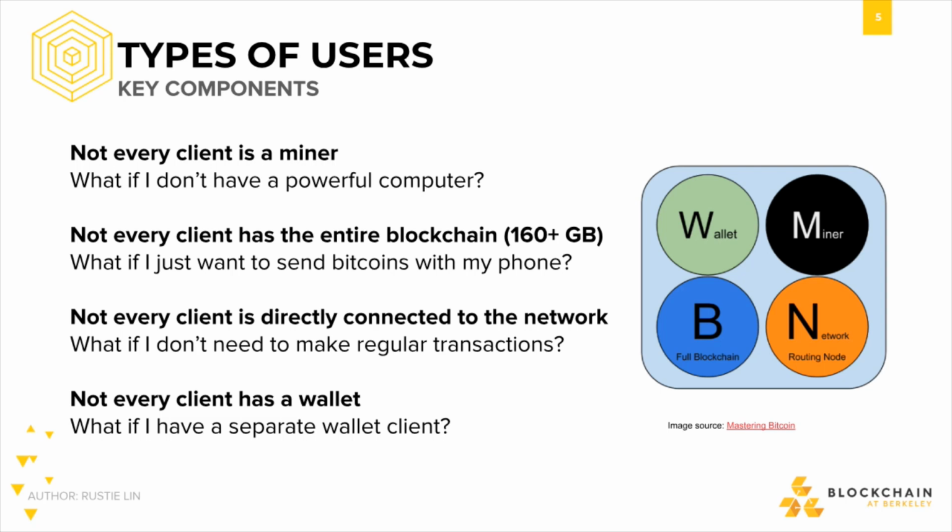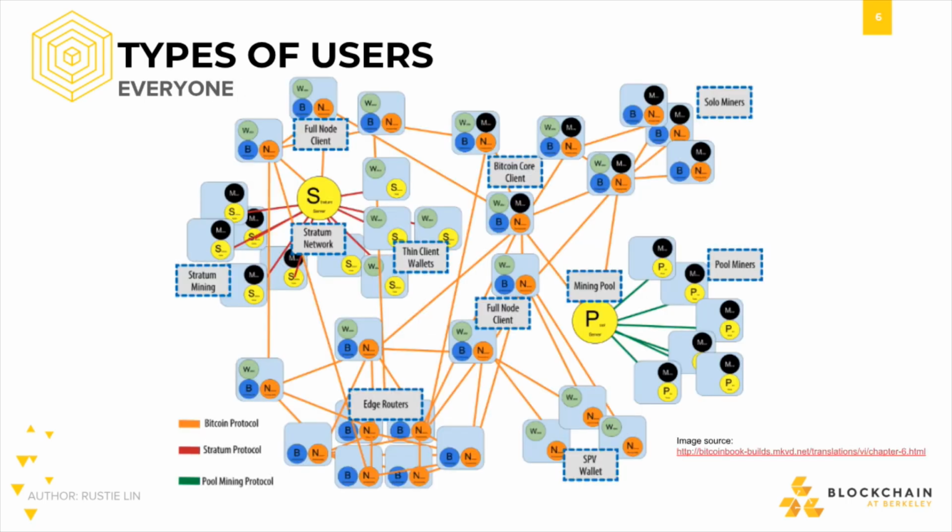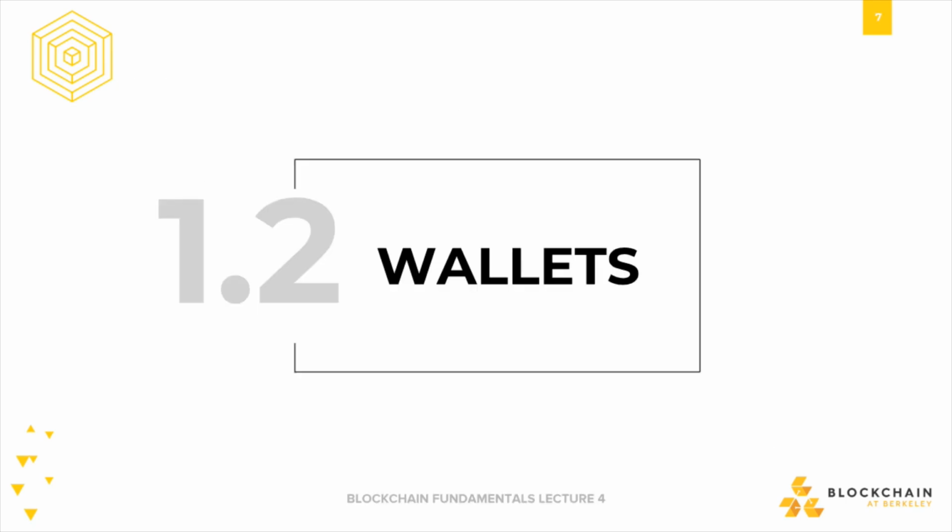As an example, we have wallet nodes, miner nodes, full blockchain nodes, meaning that you store the full history of the ledger, and also routing nodes, which allow people to communicate in the Bitcoin network. This is what the Bitcoin network looks like with all the different types of users and their specific roles. It's really messy, as you can see, but it shows how diverse the Bitcoin network is. Different users have different particular concentrations about what they do. This is just an intro to the types of users in the network, and we'll dive into wallets now.